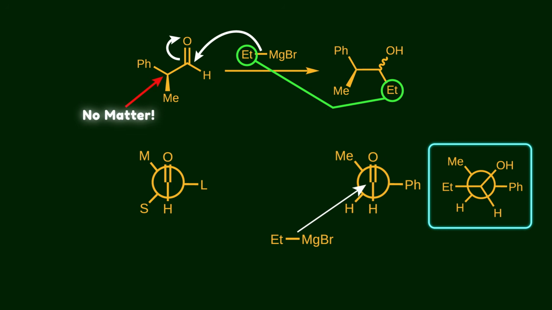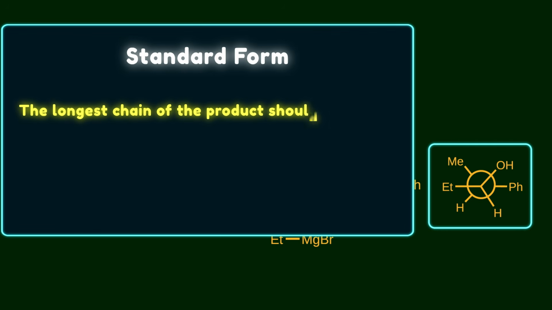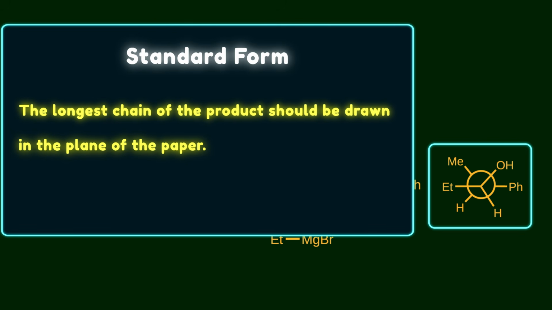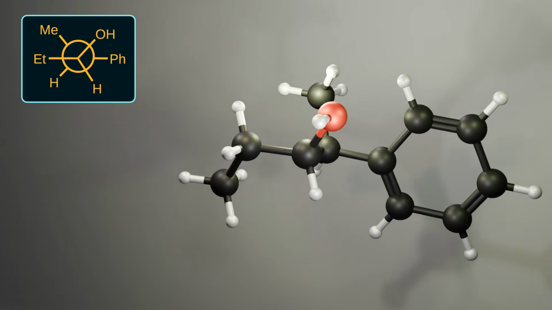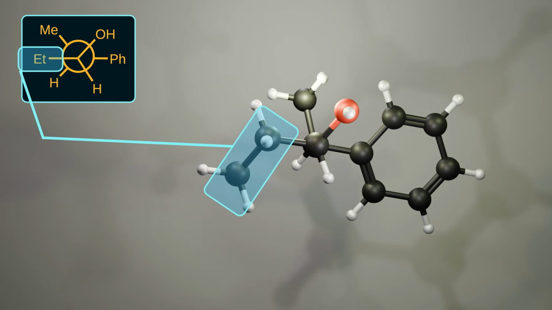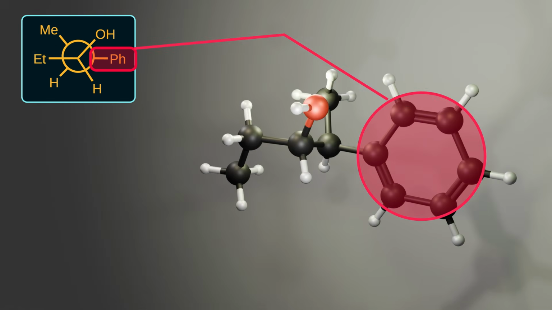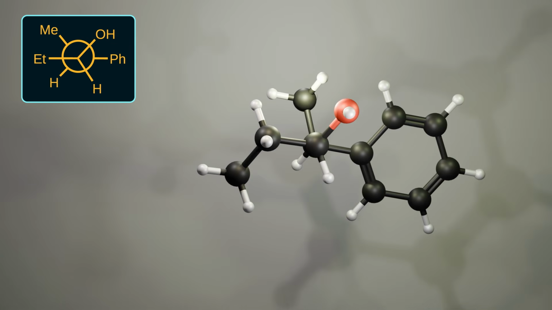We should draw the product in a standard form. It means that the longest chain of the product should be drawn in the plane of the paper. This could be a little bit tricky. This is a 3D visualization of the Newman projection. First of all, we should find the longest chain on each carbon atom. On this carbon atom, ethyl is the longest one, and the phenyl group is the longest chain on the other carbon atom. In the next step, we redraw the Newman projection.